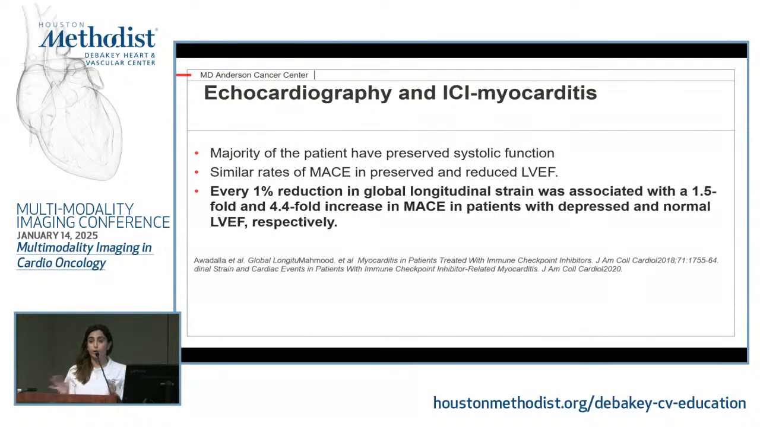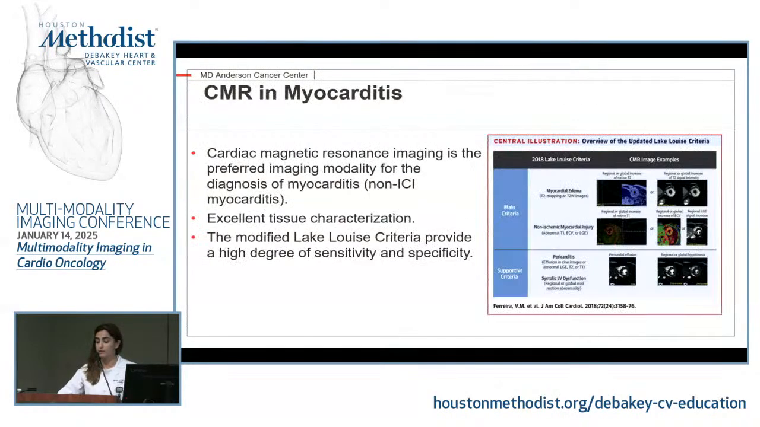When we talk about echocardiography and the role of strain imaging in this patient population, there's a tremendous wealth of data coming out that the majority of patients with ICI myocarditis, as I mentioned, have a preserved LVEF. However, if the strain starts dropping, these patients are going to have very adverse events. So even a reduction of 1% in GLS carries a 4-fold increase in MACE in a normal EF. So strain is proving to be one of the first things we are seeing as we follow these patients.